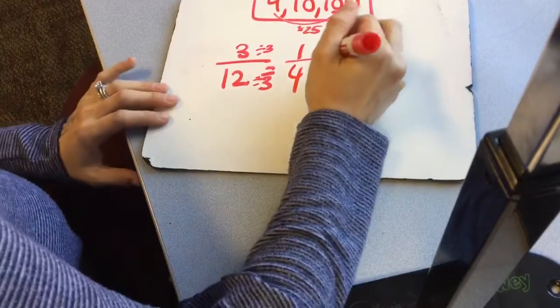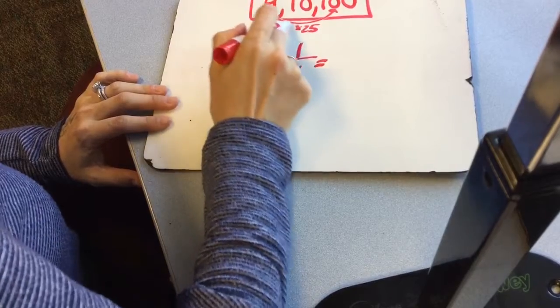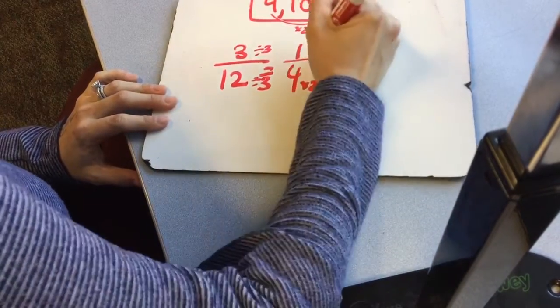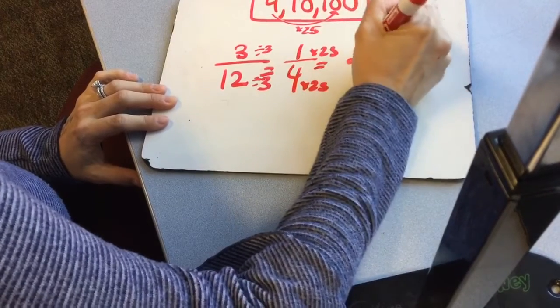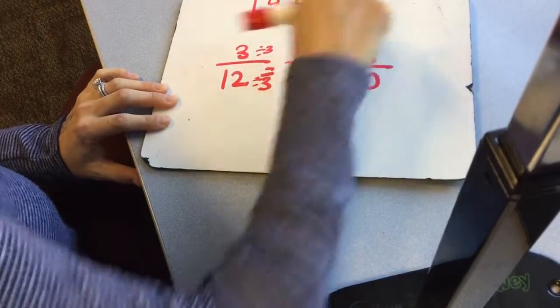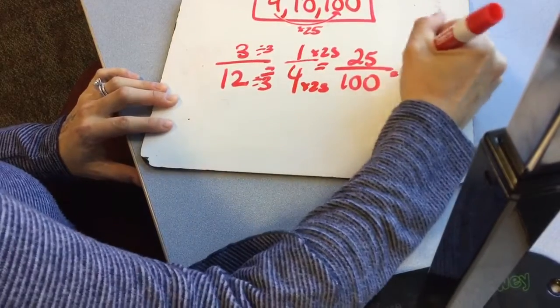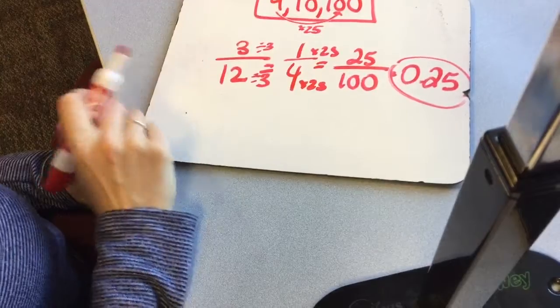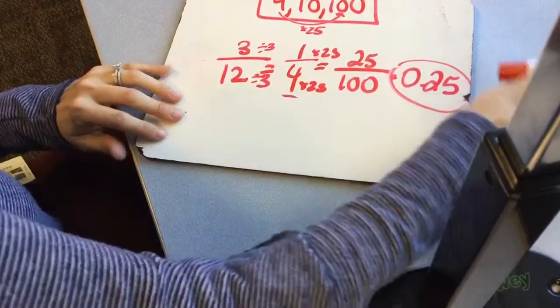I still can't write 1/4 as a decimal. So that is why I have this times 25 right here. Step 2, they need to multiply both by 25. Now I have it over 100. So now I can write 25 hundredths. And that works for anything that is a multiple of 4.